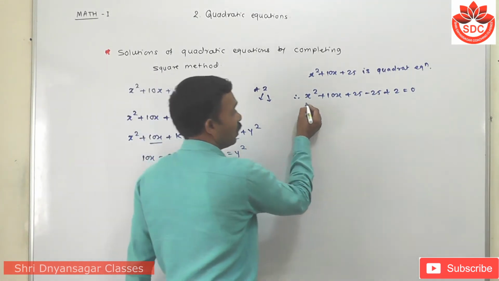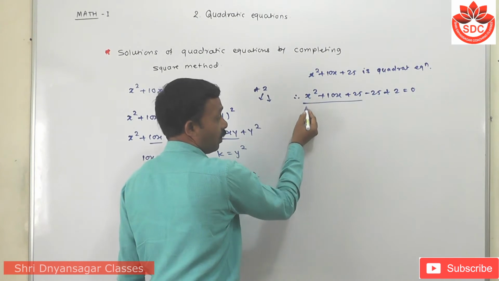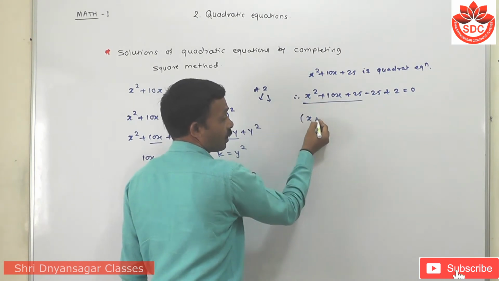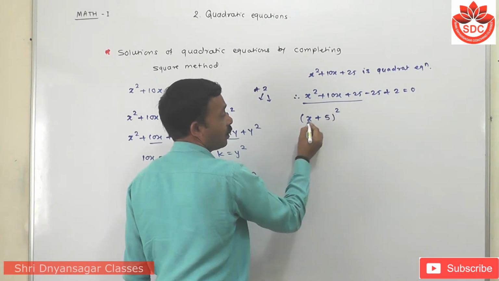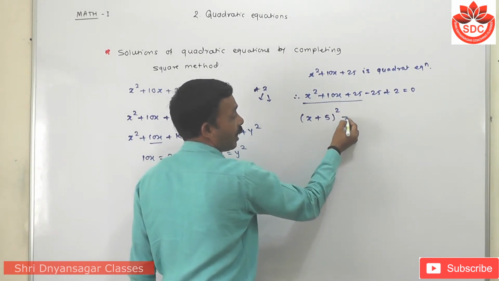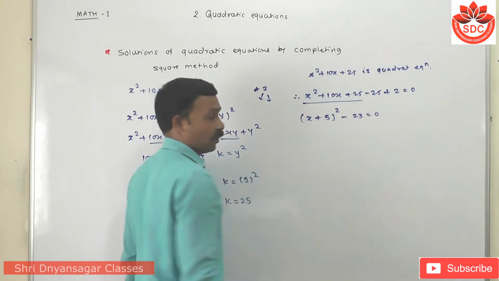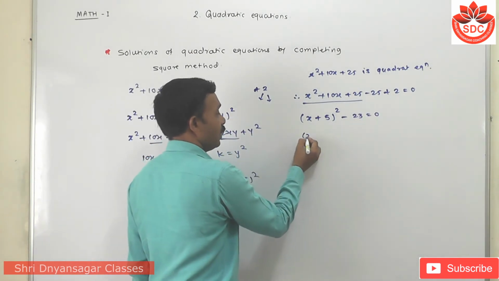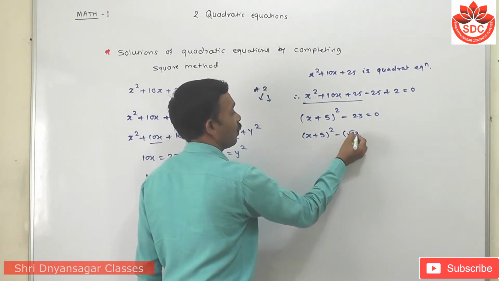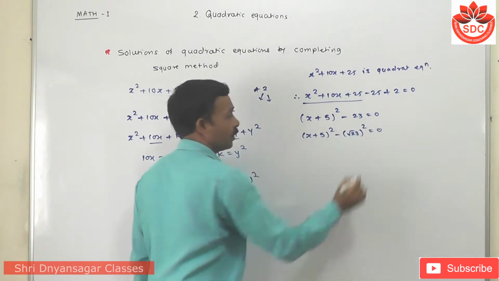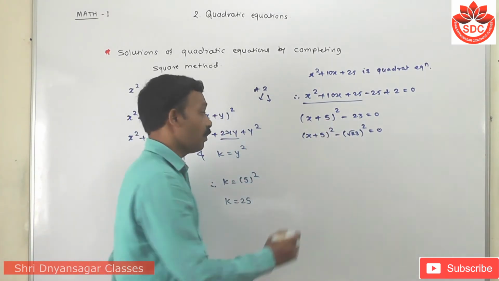So this is the square of a bracket. How do we find it? Take the square root of the first term, give the sign of the middle term, then take the square root of the last term also. This is the square of this number. Then minus 25 plus 2 becomes minus 23 is equal to 0. Then we write x plus 5 whole square minus root of 23 whole square is equal to 0. This is the identity a square minus b square. You can solve by using this identity.